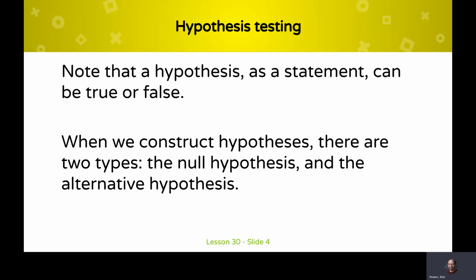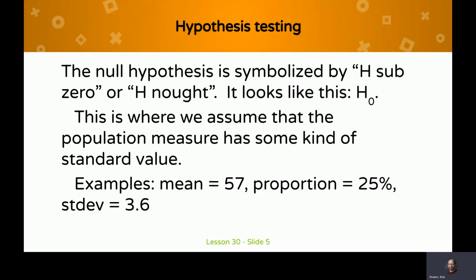When we construct hypotheses, there are two types, the null hypothesis and the alternative hypothesis. The null hypothesis is symbolized by H sub 0 or H naught. It looks like this, H sub 0. This is where we assume that the population measure has some kind of standard value. Examples, the mean is equal to 57, a proportion is equal to 25%, standard deviation is equal to 3.6.